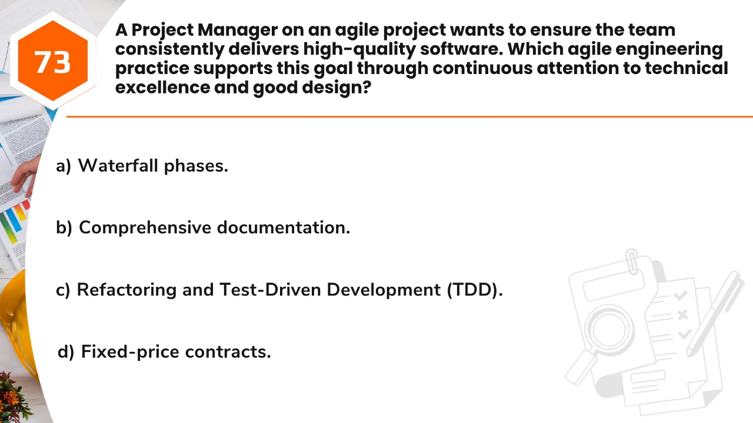Question 73. A project manager on an Agile project wants to ensure the team consistently delivers high-quality software. Which Agile engineering practice supports this goal through continuous attention to technical excellence and good design? A. Waterfall phases. B. Comprehensive documentation. C. Refactoring and test-driven development, TDD. D. Fixed-price contracts.